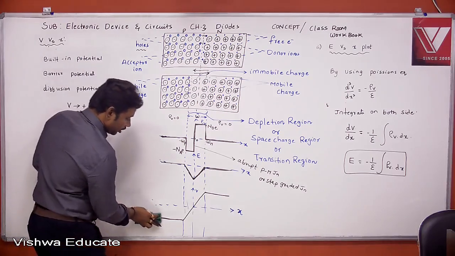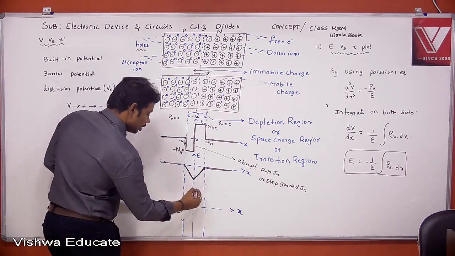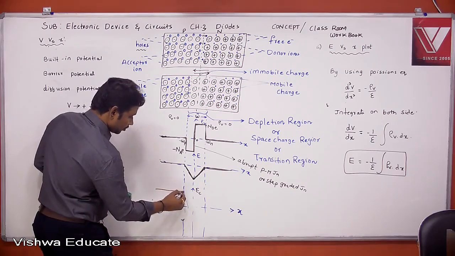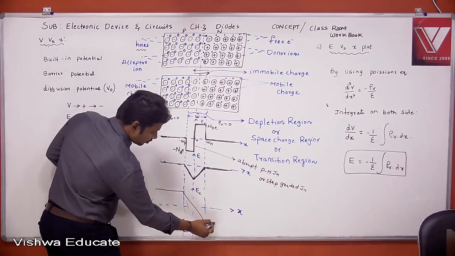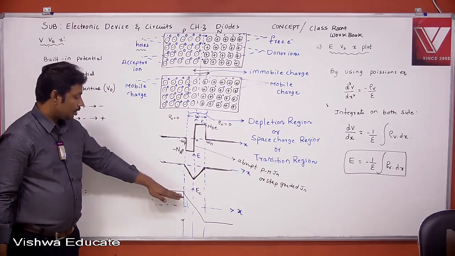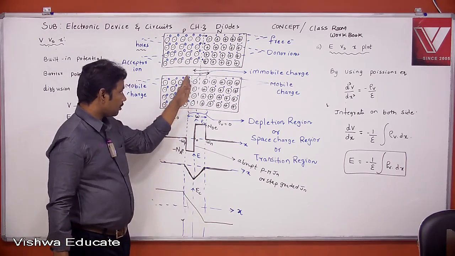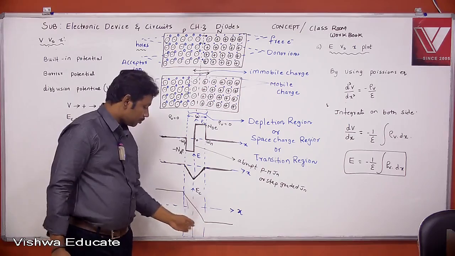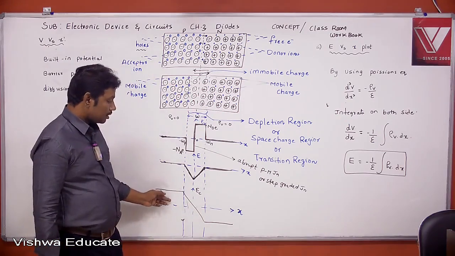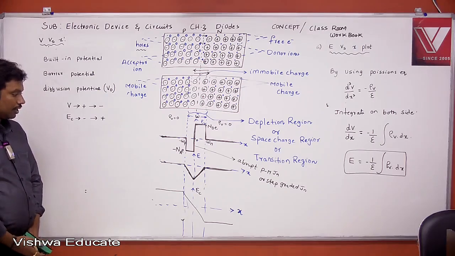Now here I am drawing the energy versus distance plot in case of an unbiased PN junction. Like this. Here also the energy is constant because of charge neutrality, but within a depletion region the energy varies. How will it vary? It will vary from negative to positive. Potential varies from positive to negative, but the energy varies from negative to positive. This is the energy versus distance plot, right? Copy. Energy versus distance plot.